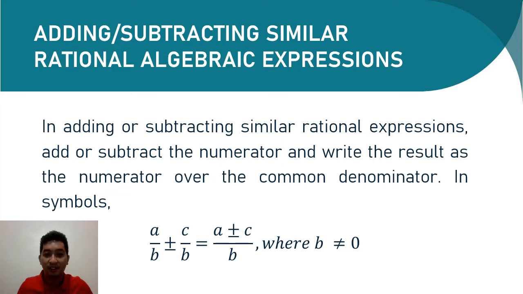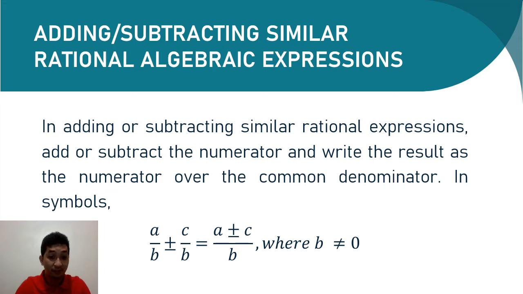In adding or subtracting similar rational expressions, add or subtract the numerators and then write the result of the numerators over the common denominator. So in symbols, you only have a over b plus or minus c over b. That would be equal to, add mo lang yung numerator, so you have a plus c or a minus c over the common denominator, which is b. Always remember, there can never be a zero denominator.